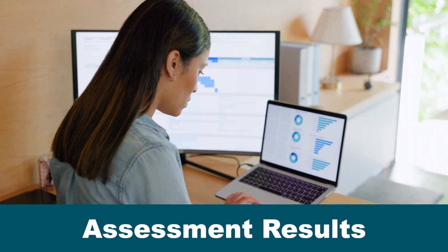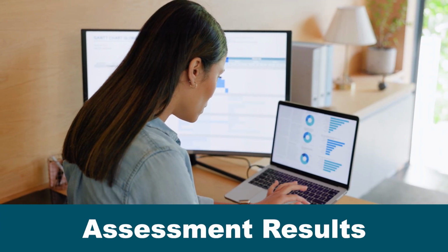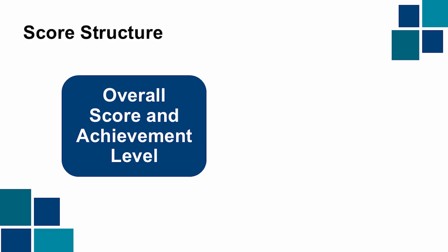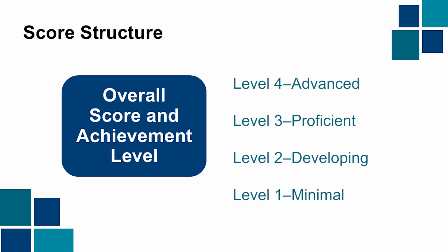Let's shift gears and talk about how results are reported for CAST. For CAST, an overall score and achievement level is generated based on student performance on the test. These scores, which are reported at 4 levels, give a high-level perspective on a student's knowledge and skills in a content area. The 4 levels are Level 4, Advanced, Level 3, Proficient, Level 2, Developing, and Level 1, Minimal.